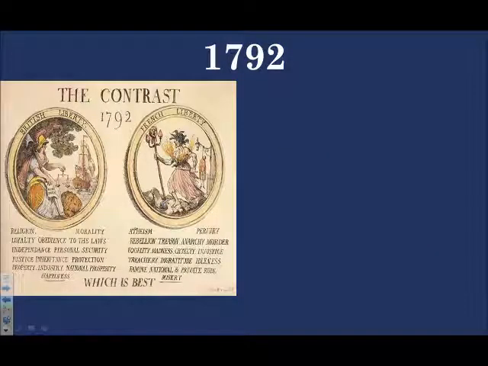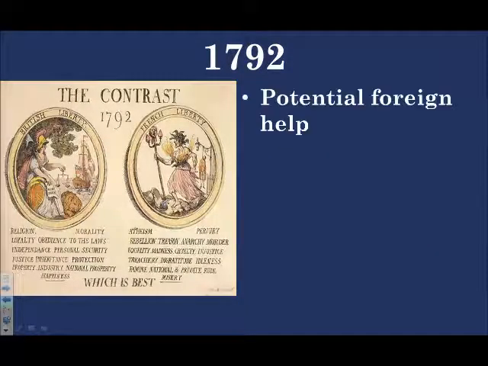So we are now in 1792. Again, the royal family, they were asking for help, and other countries are wondering, should we help? And we see this all the time in American history, that we get involved with other countries because we see a potential human rights issue, or we want to prevent a much larger war. Even though Britain and France disliked each other, Britain was concerned by the treatment of nobles and the royal family.